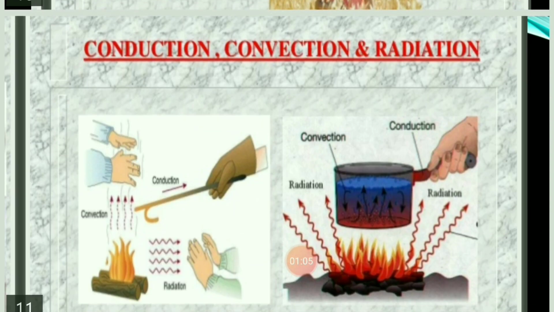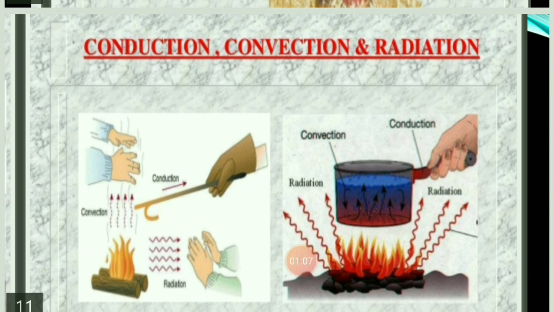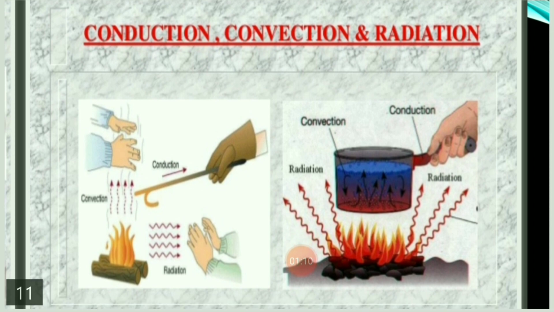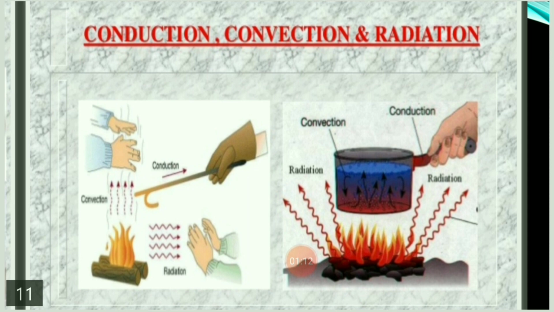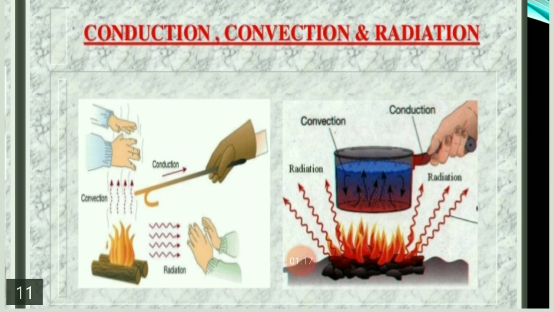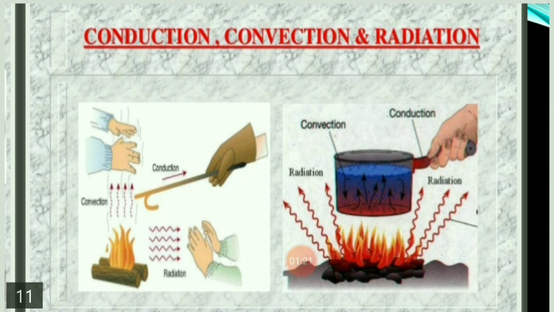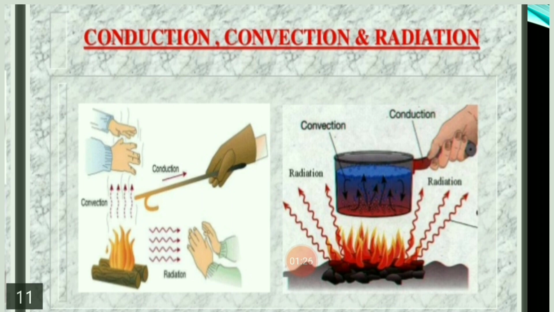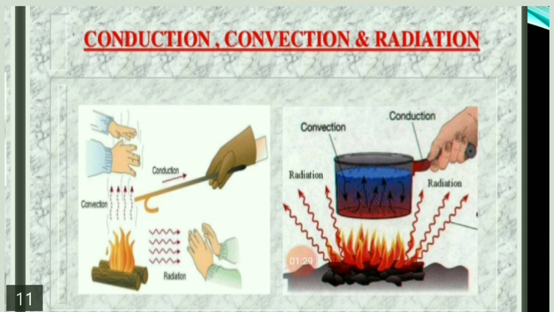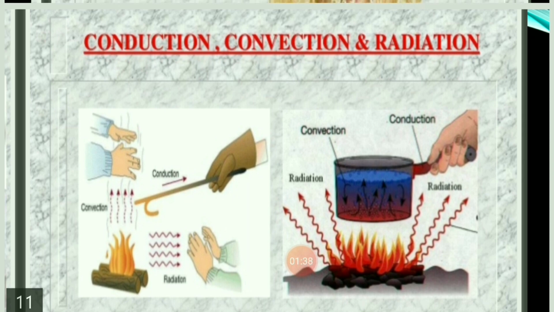Now let's recapitulate all three modes of heat transfer. See the diagram. First, here the person is holding a rod, and the conduction process is going on. Conduction means the transfer of heat from one end to the other end without the actual movement of the particles, right? Convection means fire is there, and as the lighter particles move up when heated, the person feels hot. This is convection. And the last one is radiation.